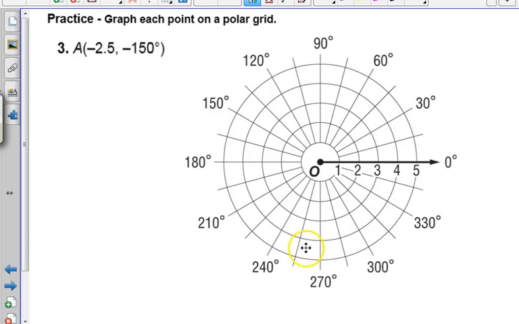Negative 150. Did I give you a degree graph paper this time? So 150 is to here. Negative 150 would be the 210 line. But this negative 2.5 means that we don't go out towards the 210. We actually back up to what? The 30 line, yes, is the other side of that. And we go 2.5. So 1, 2.5 would be halfway between circle 2 and 3 there.